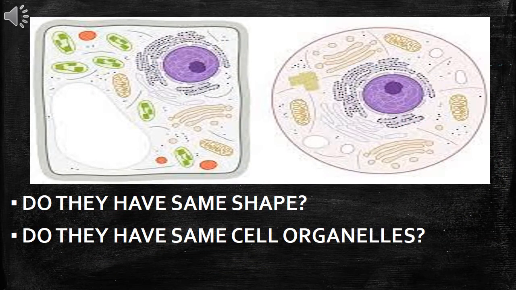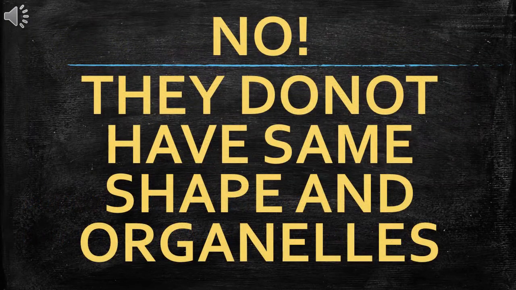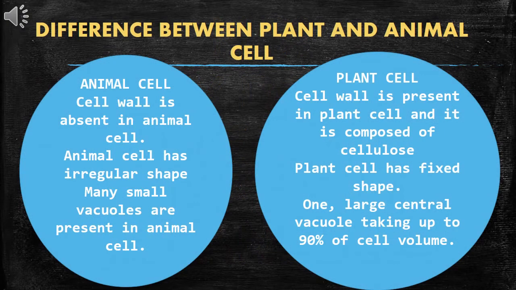Here the question is, do the plant and animal cell have the same shape, or do they have the same cell organelles? Yes, you are right. They don't have the same shape and the same cell organelles. Now we will discuss the difference between animal cell and plant cell in detail. Animal cell does not have a cell wall, whereas plant cell has a cell wall in it.